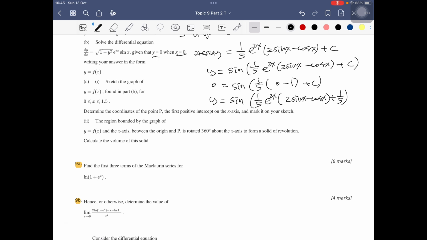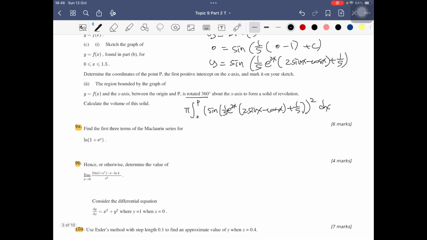So here, this is volume by revolution. Integral from 0 to p, I don't know what the coordinate is, of y squared, sine 1 over 5 e to the power of 2x, 2 sine x minus cos x plus 1 over 5 squared dx. We will do that with the calculator.